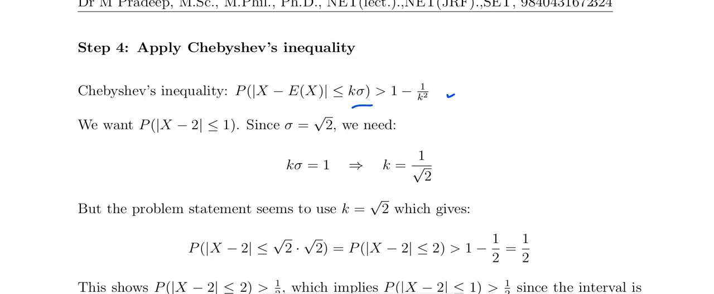So k sigma equal to 1, that is k equal to 1 by sigma, and sigma is root 2, so k equal to 1 by root 2. From this k equal to 1 by root 2, if you put it in the right hand side, that is 1 minus 1 by, actually k equal to 1 by root 2. If you square 1 by root 2, that is called something.